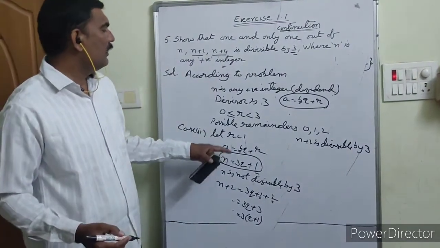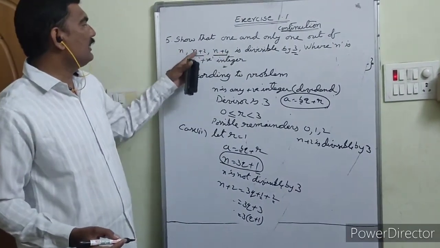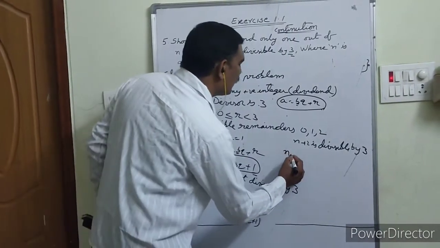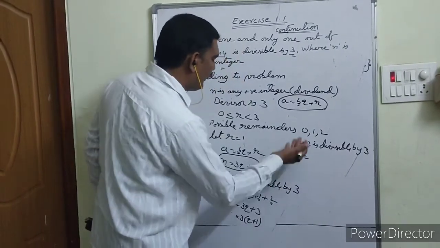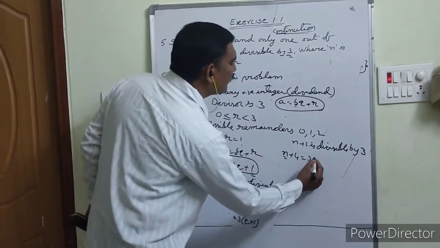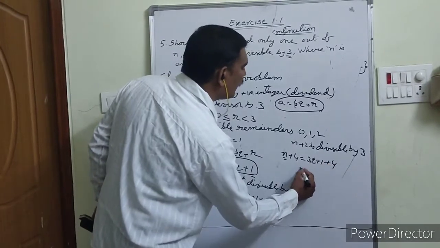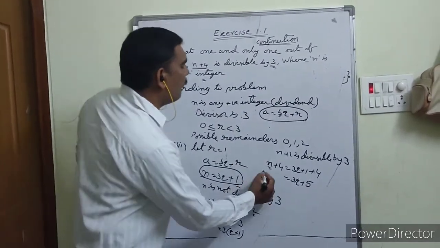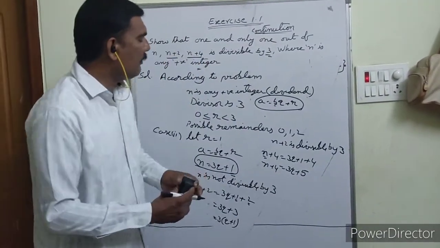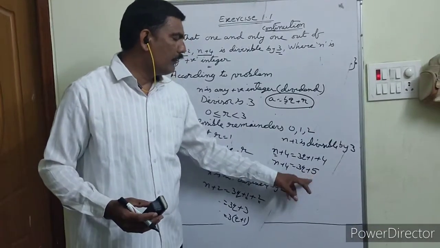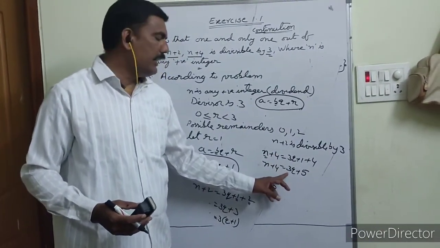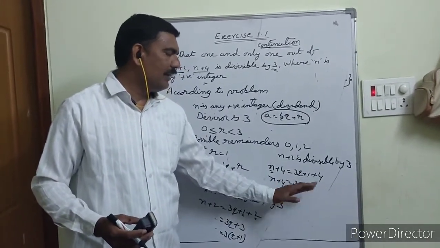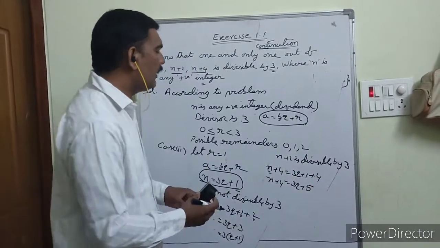Now we should go for the third one. What is that? n plus 4. Among these three, only one should be divisible by 3. Now check for n plus 4. In place of n, what do you have to write? 3q plus 1, so 3q plus 1 plus 4. How much are you getting? 3q plus 5. Now it is wrong. Why is it wrong? The remainder you are getting is 5, but the divisor is 3. Any number, if you divide by 3, the remainder must be less than 3. But here you got a remainder greater than 3.